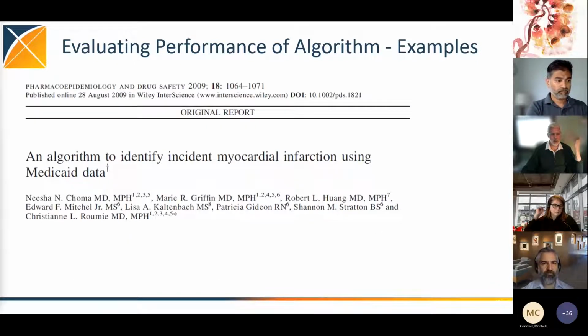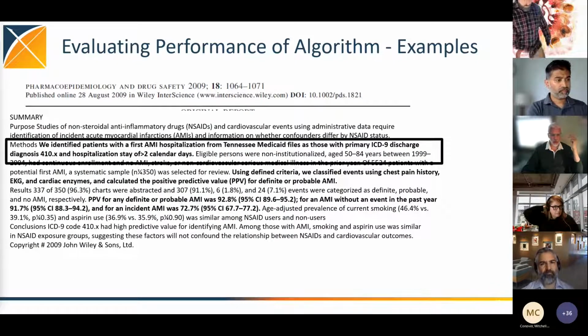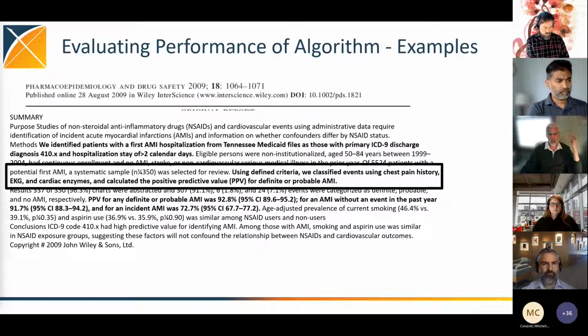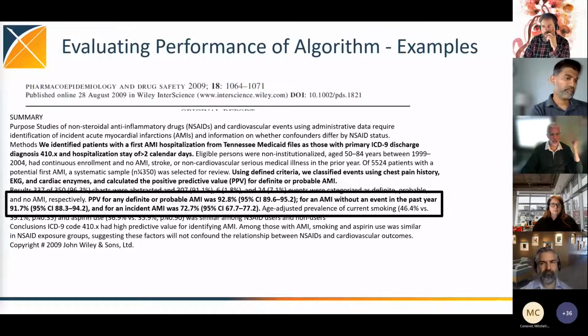In another study by Choma et al., they used a different definition where they also used 410.x instead of 410.x0 or x1. And they also required a hospitalization stay of greater than 2 days. Their method for evaluating was based upon a history of chest pain, EKG, and cardiac enzymes. And once again, in their study for their single database, they found a positive predictive value of about 93%.